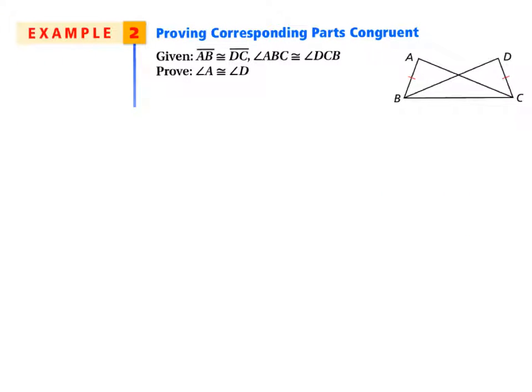So example number 2. Let's do a proof. Proving corresponding parts congruent. So we have in our given that segment AB and segment DC are congruent, which have already been marked in the picture. We also know that angle ABC is congruent to angle DBC, and we want to prove angle A and angle D are congruent. So the first thing I'm going to do is separate my overlapping triangles.